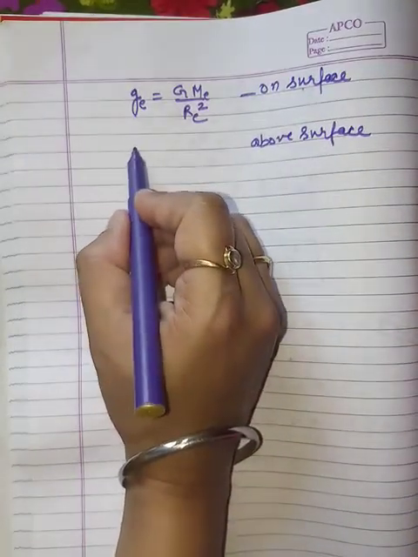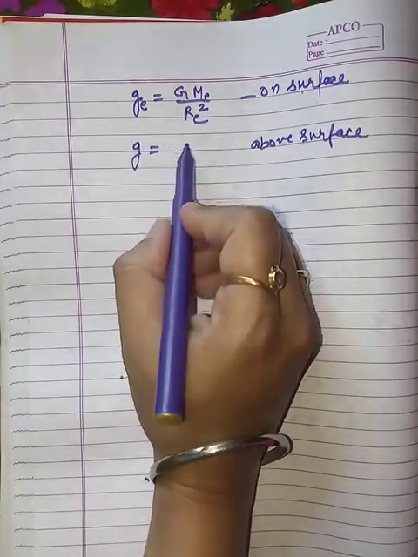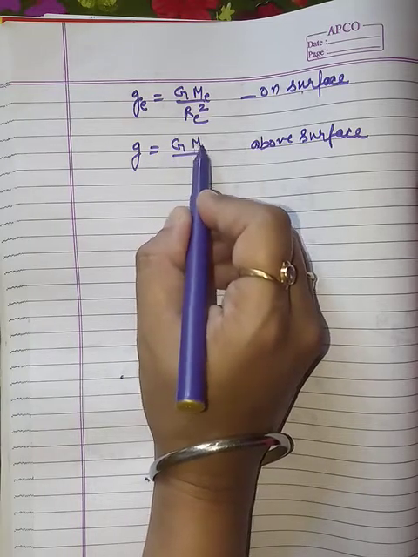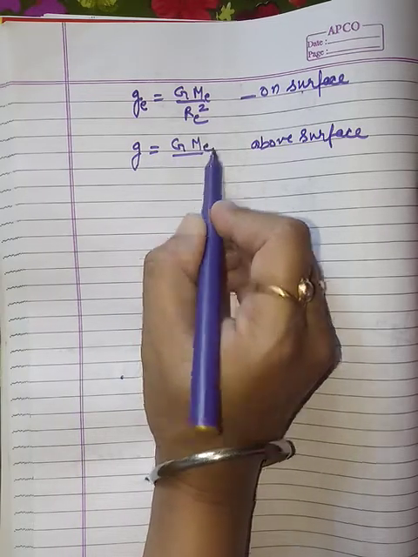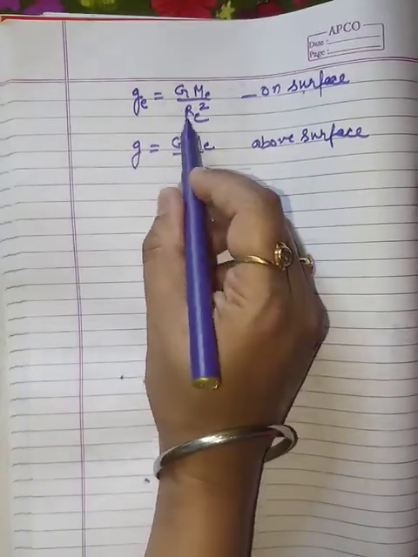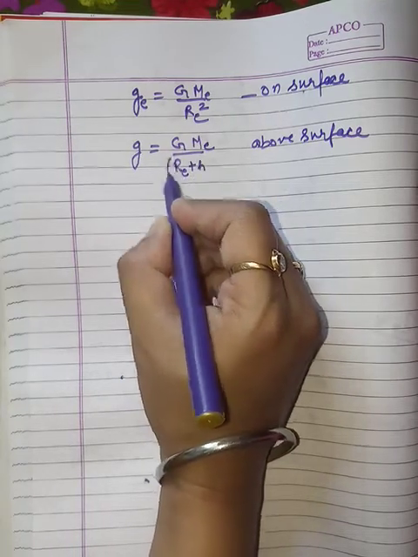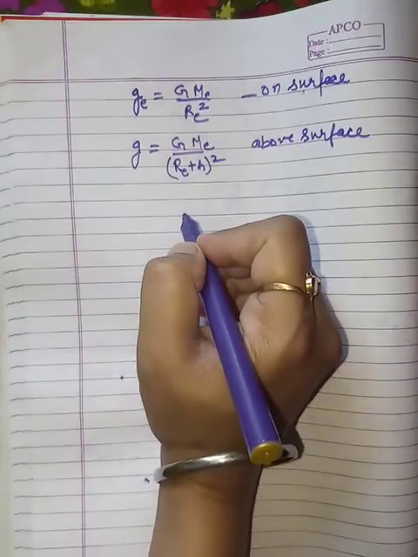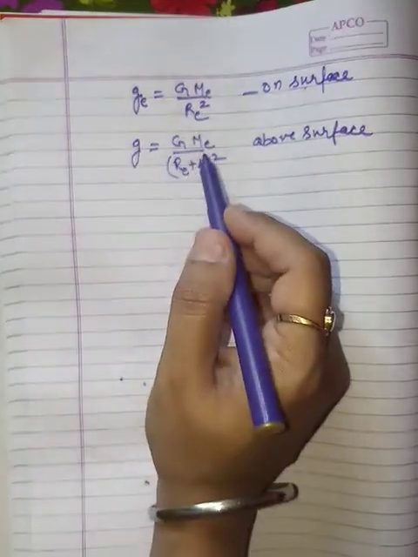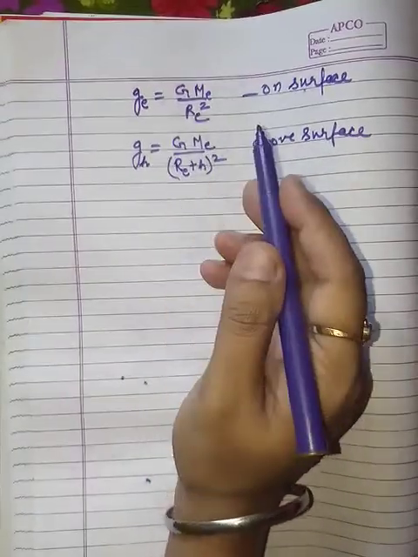Above the surface of earth, g will be capital G capital M divided by, in this case capital M will be the same, M_E, because above the surface of earth means mass of the earth only, and the denominator changes, so that will be R_E plus H, height given. Okay, fine. Now above the surface of earth, we can write it as g_H, at a particular height.